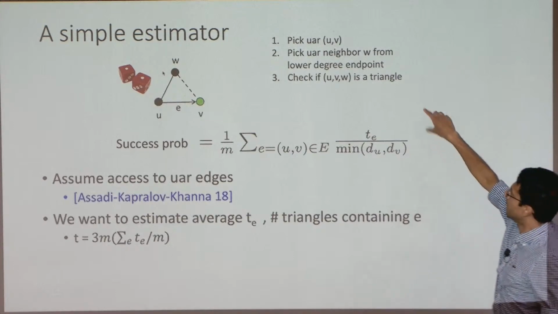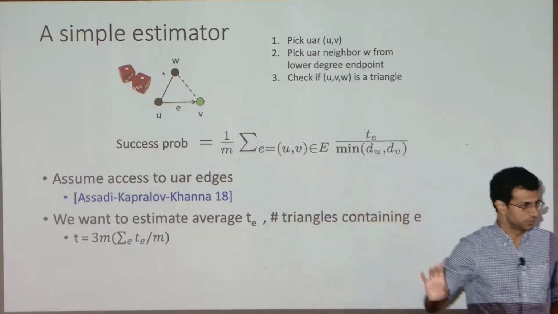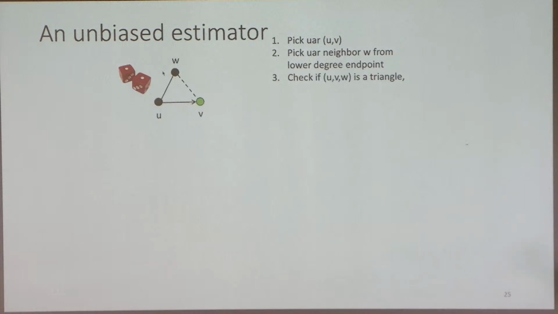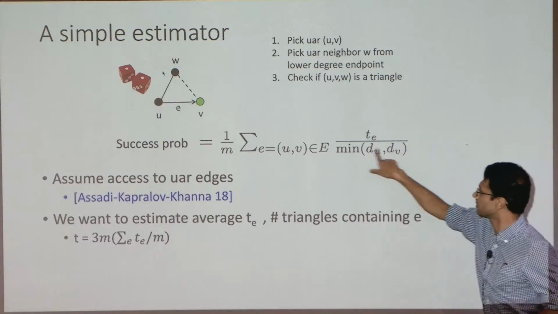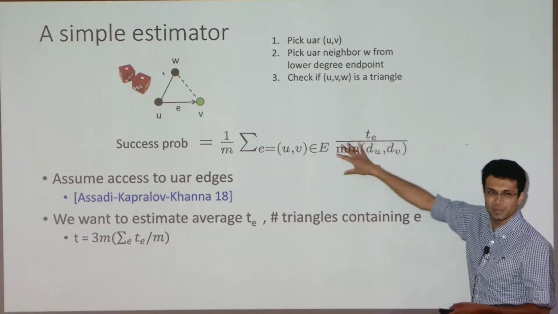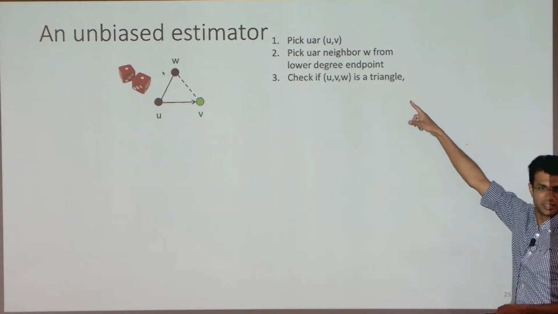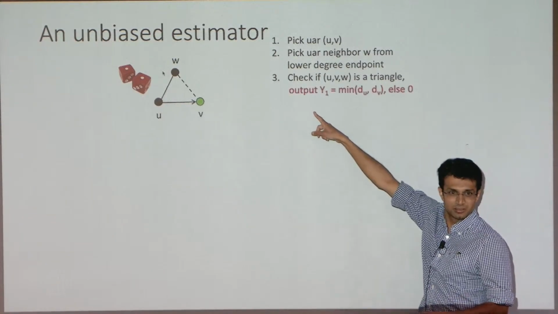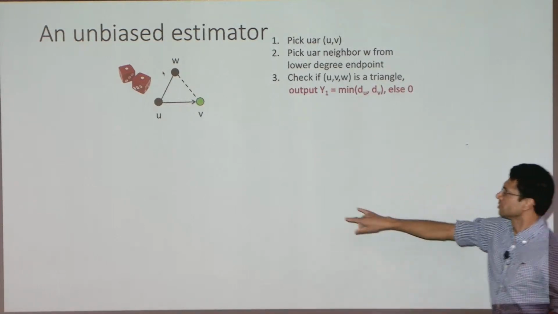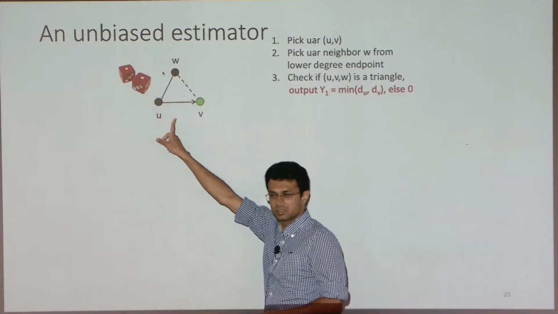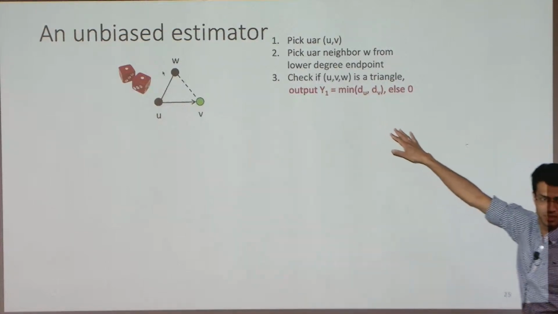Now, what I'm going to do is take this procedure, tweak it a little bit, and use it to get an unbiased estimator out of this. Once you see this expression, you start seeing the trick is somehow you have to multiply this by the min of d_U d_V. If you could multiply it by min d_U d_V, they'll cancel out, and then you end up with what you want. So what you say is check if it's a triangle, and if it's a triangle, then you output the min of d_U d_V. Otherwise, output 0. So again, you pick this edge, you orient the edge, pick a random neighbor, check if it's a triangle. If you land at a triangle, you output min of d_U d_V. Otherwise, you output 0.